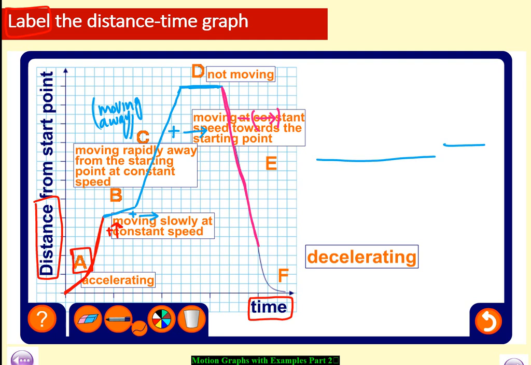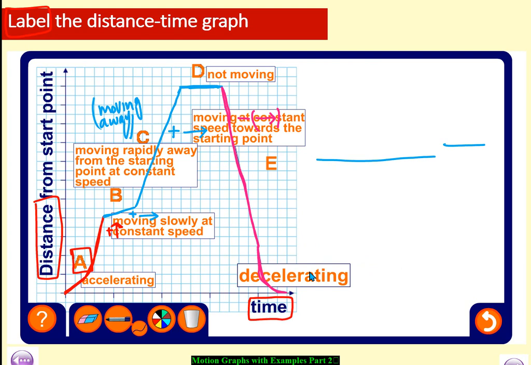Now the last one, as you can see here, the gradient of this line is negative and the gradient of this line is decreasing. So it simply means the body is decelerating. So this is how we can answer this part.